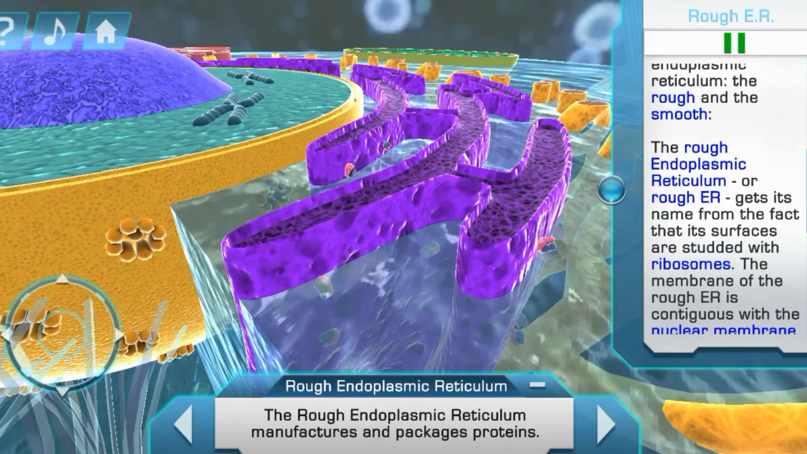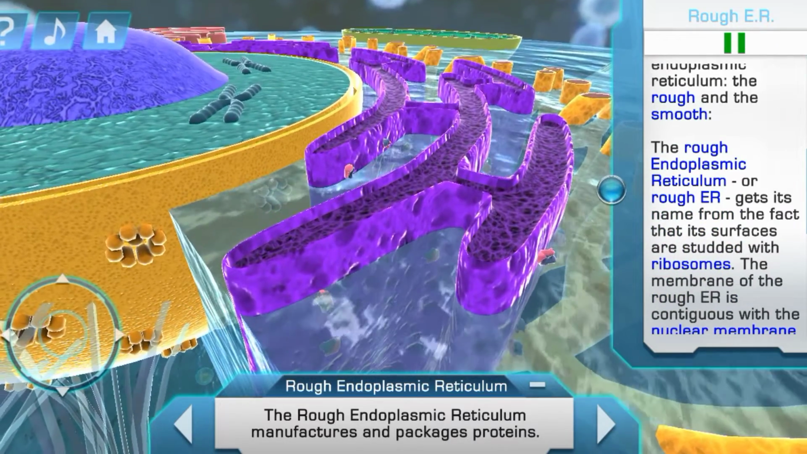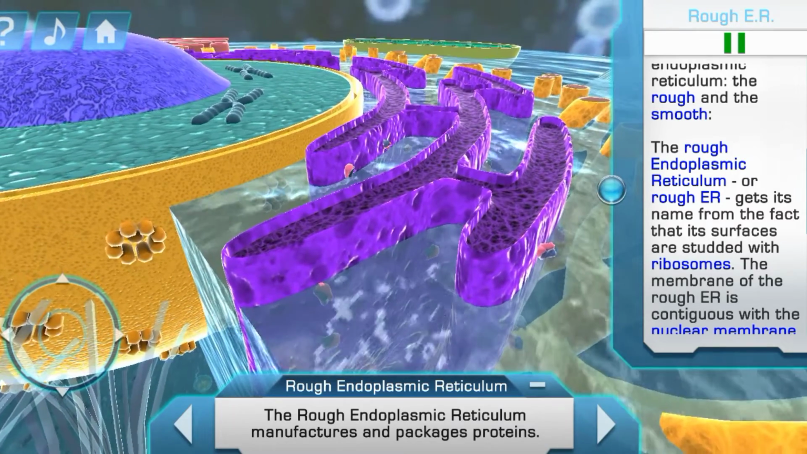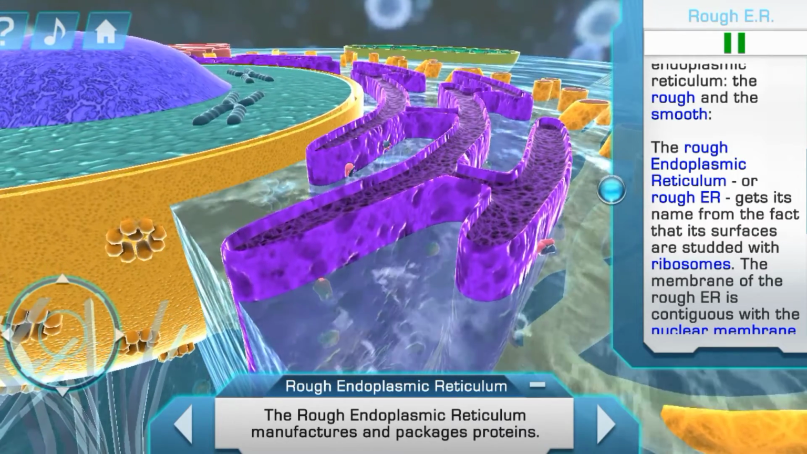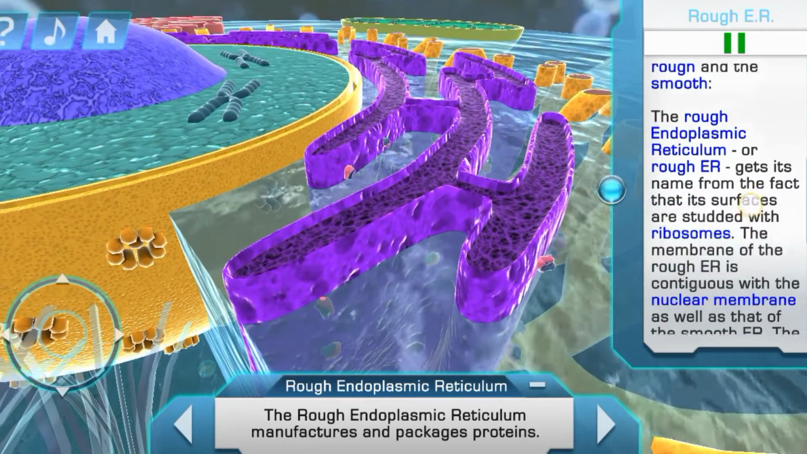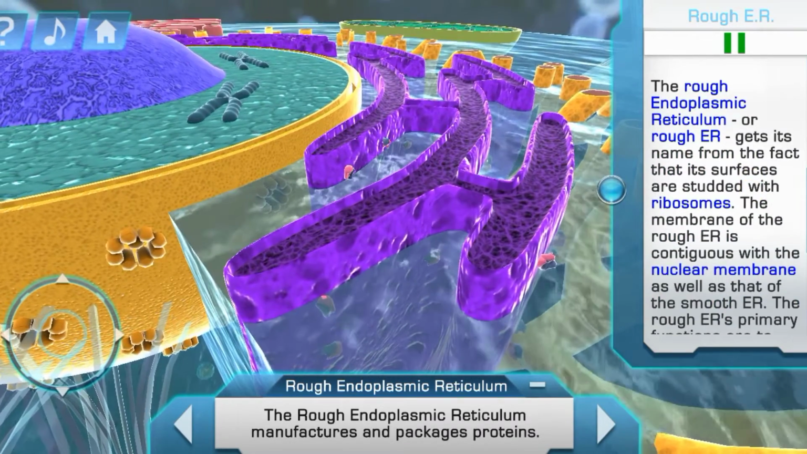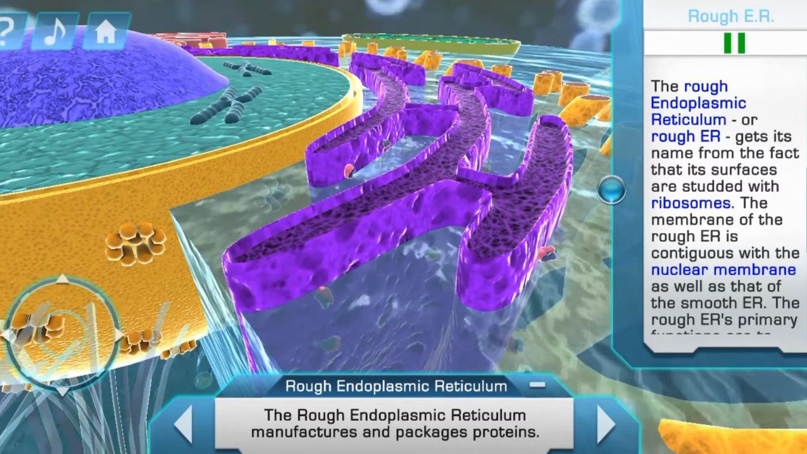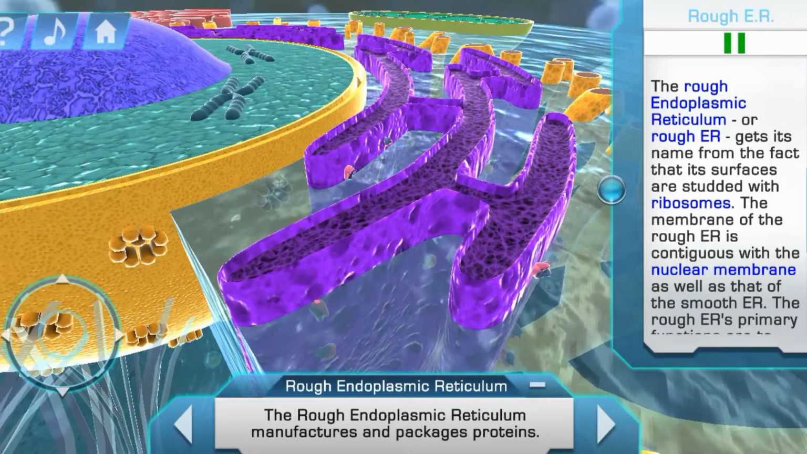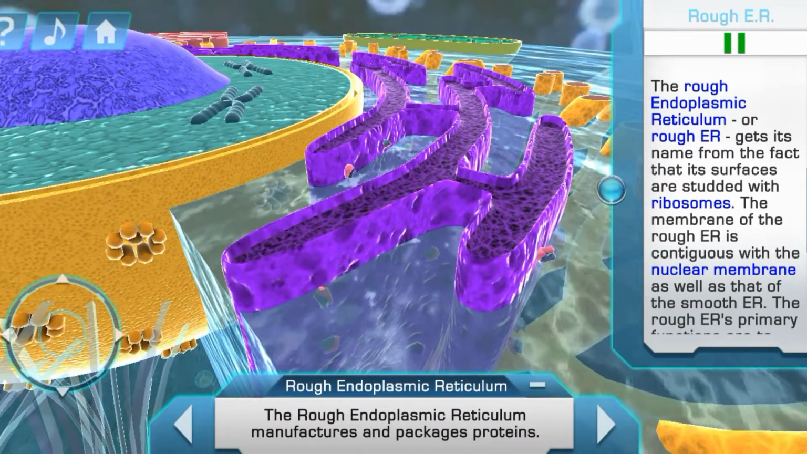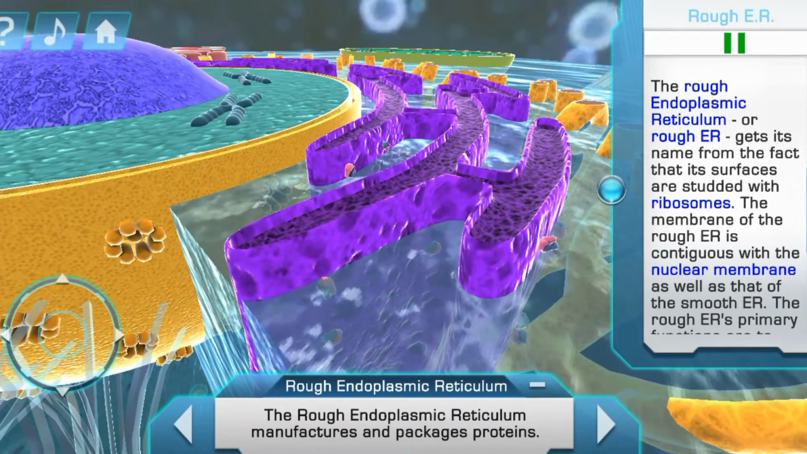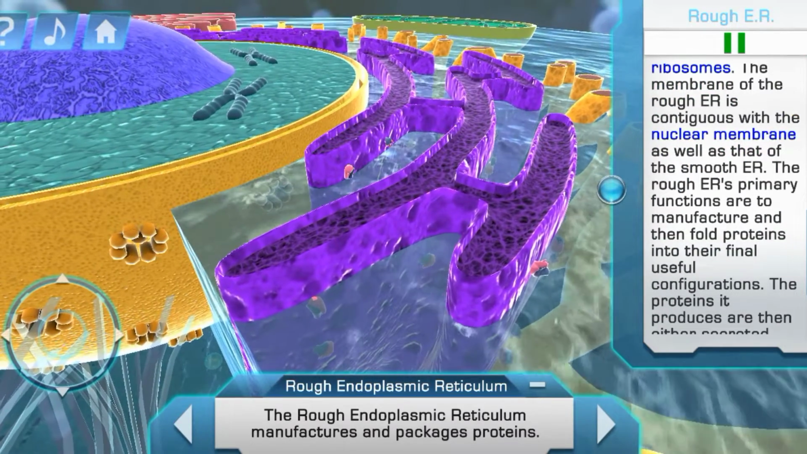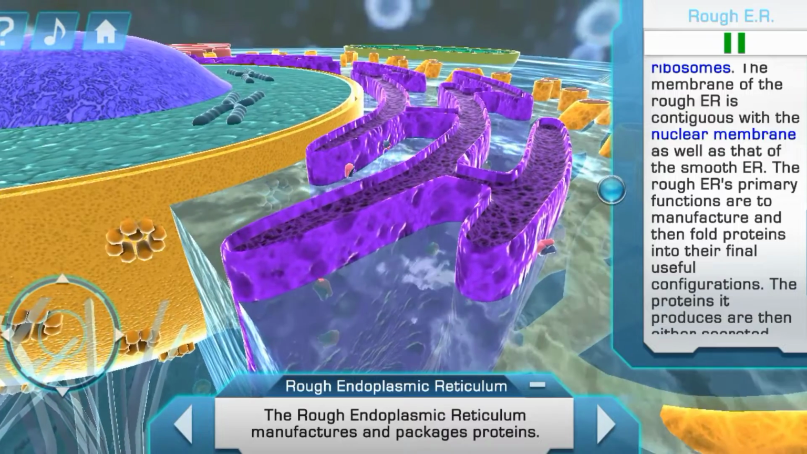The rough endoplasmic reticulum, or rough ER, gets its name from the fact that its surfaces are studded with ribosomes. The membrane of the rough ER is contiguous with the nuclear membrane as well as that of the smooth ER. The rough ER's primary functions are to manufacture and then fold proteins into their final useful configurations. The proteins it produces are then either secreted from the cell, transported to locations within the cell where they are needed, or sent on to the Golgi apparatus for further processing.